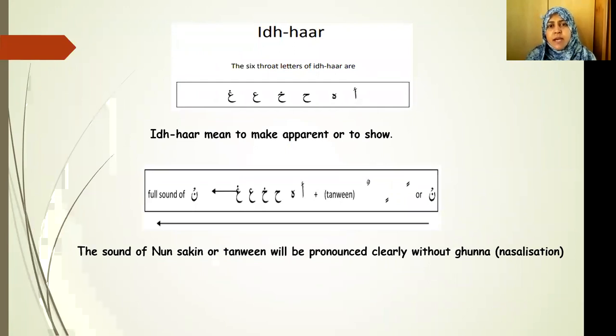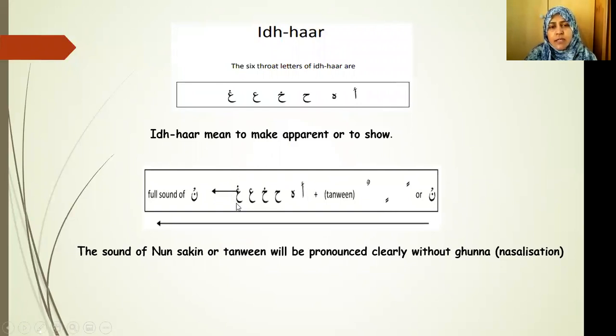Id-haar means to make apparent or to show the noon sakina or tanween. So to read the noon sakin sound clear without any nasalization. This happens when a word ending with a noon sakin or a word ending with a tanween, which means one of the double vowels, is followed by a harf halqi.